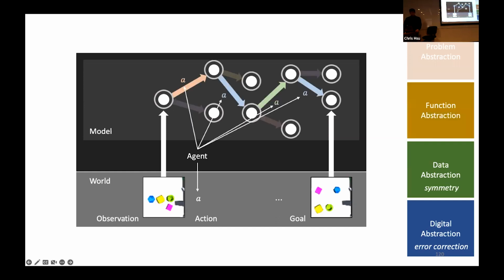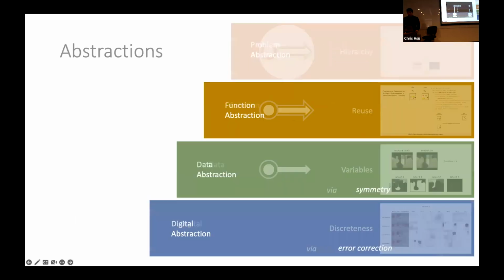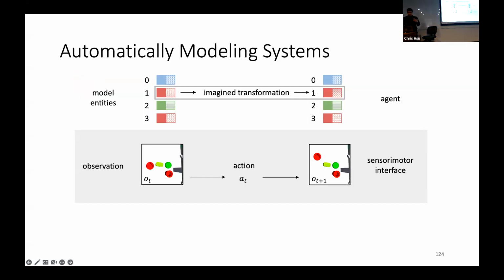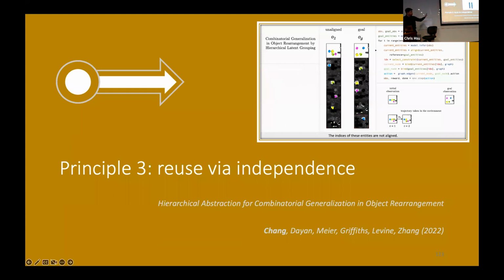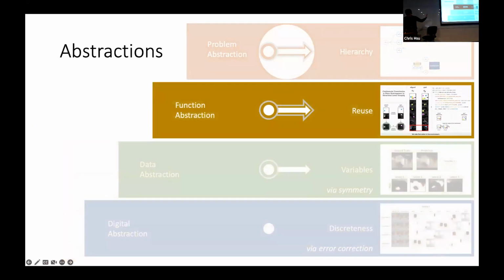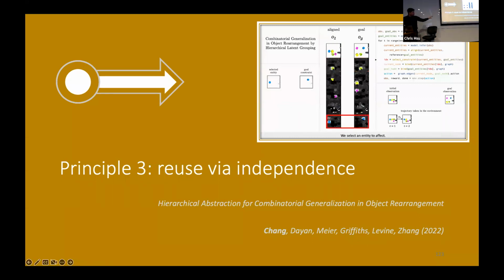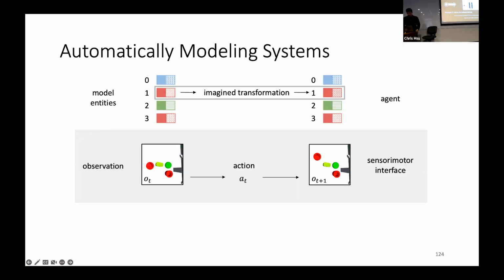All right, so next I'm going to talk about function abstraction, which is about collapsing the combinatorial space of variable transformations into a set of functions that can be reused in different contexts. Let me highlight Lee Diane and Amy Zhang, who were also core contributors to this project. Lee is a PhD student at Berkeley, and Amy is a professor at UT Austin.